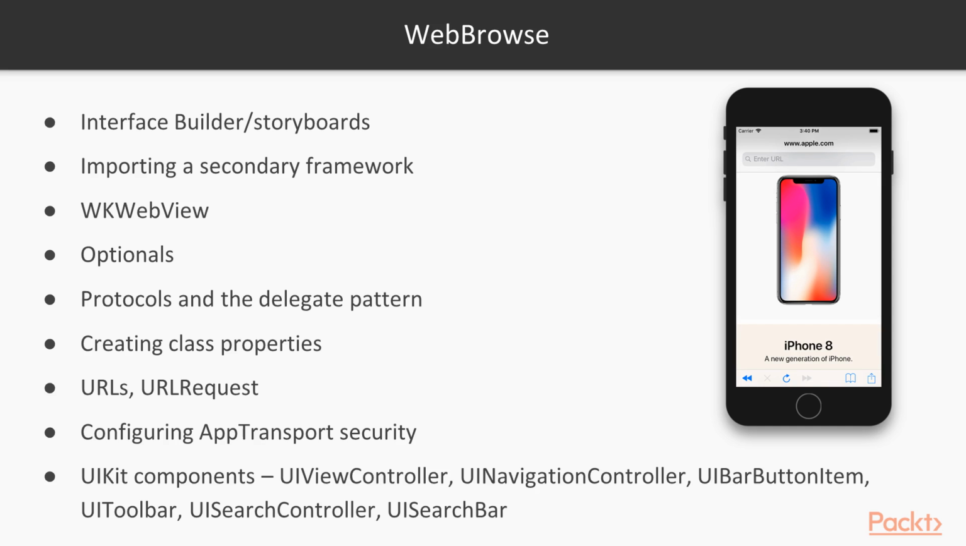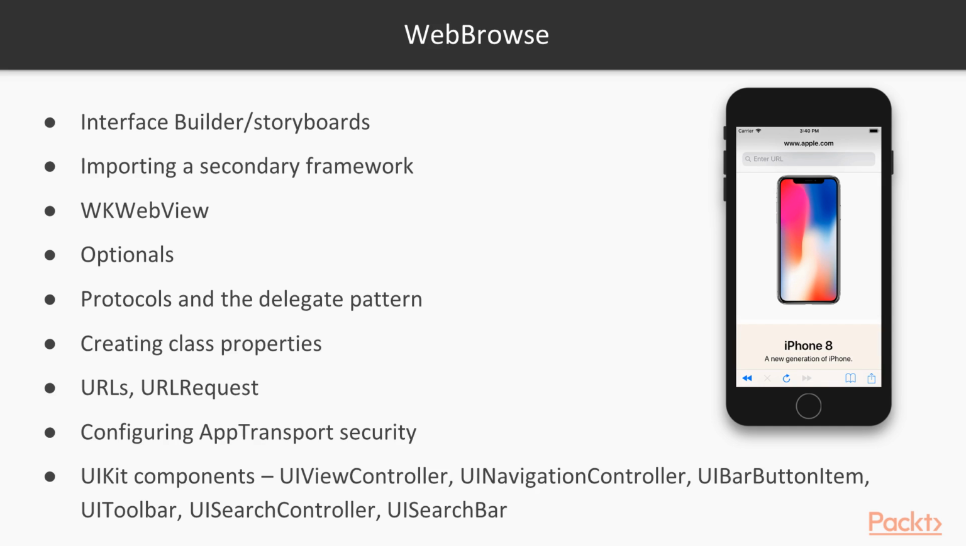We'll use Interface Builder and storyboards to lay out the user interface. We'll import WebKit, a secondary framework that contains WKWebView, the system web view component we'll use to load the actual web content itself. We'll encounter Swift optionals for the first time, which are an essential language feature. We'll employ the delegate pattern to communicate between our code and the system components we'll be working with.